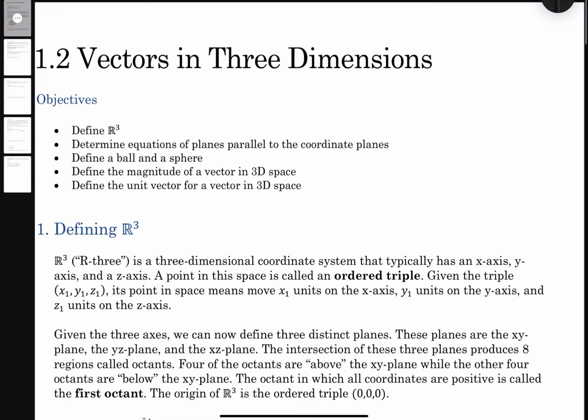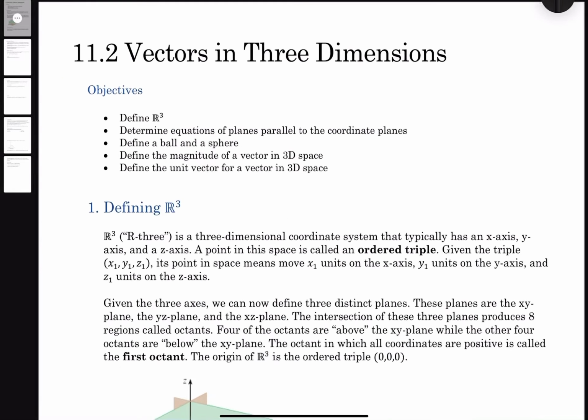Hi students, in this video we're going to cover vectors in three dimensions. We will learn how to do some basic things in GeoGebra, so follow the link in the description to geogebra.org/3D, and you can follow along.